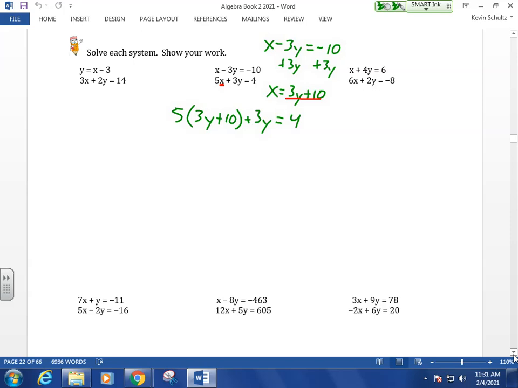Okay? So into our parentheses goes the 5. 15y plus 50 plus 3y equals 4. Combine like terms, 15y and 3y is 18y, and not using opposite operations. Plus 50 equals 4.